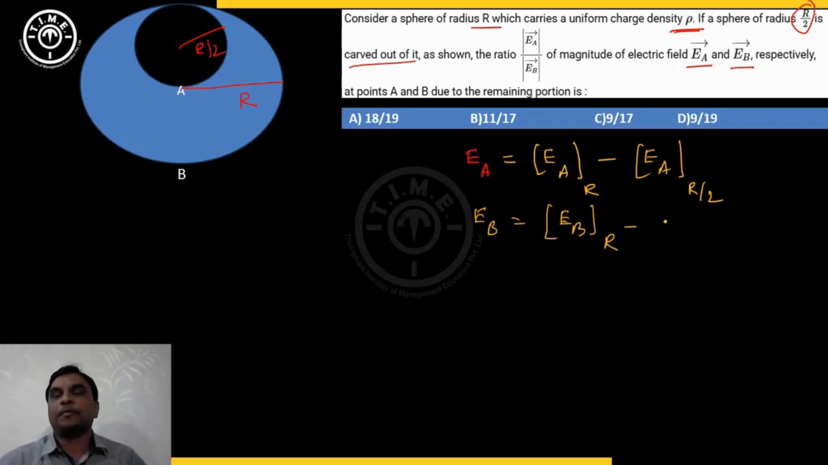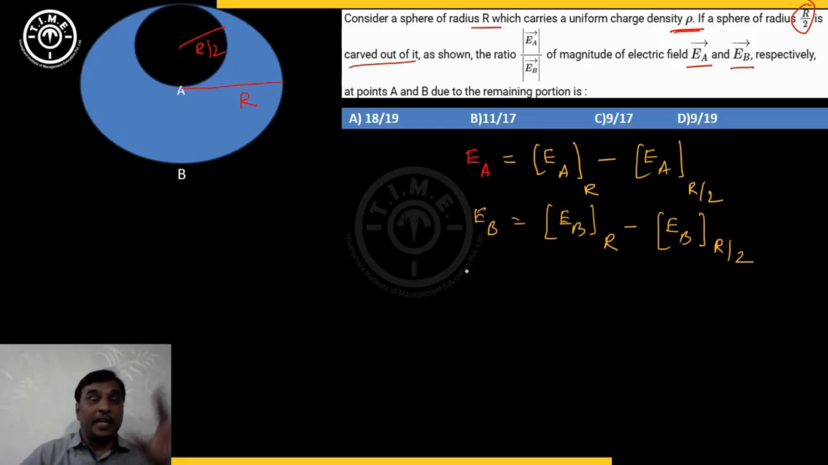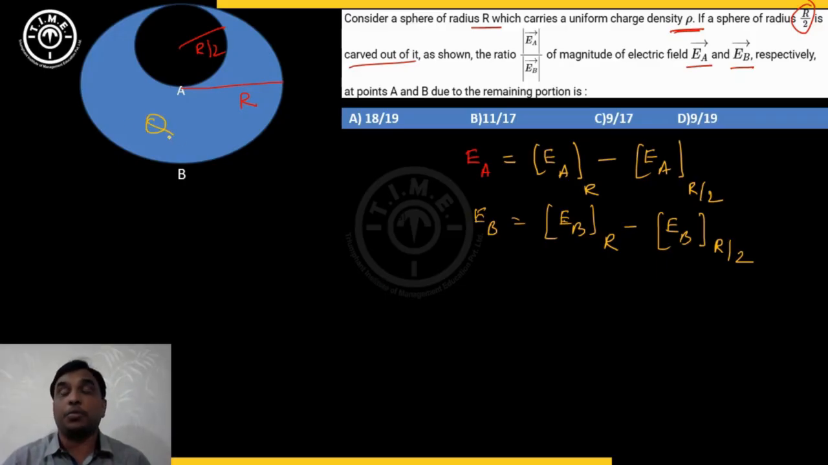Now let me calculate the relation between them. What are the charges? The total charge which I have given is, let us suppose, Q. What is the charge here? It is, let us suppose, Q prime. Taken out charge is Q prime, right? So instead of taken out, I'll say negative charge I have given.